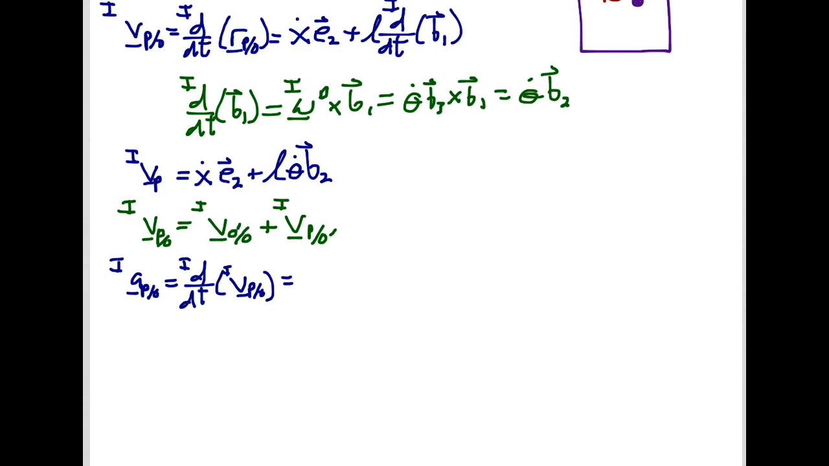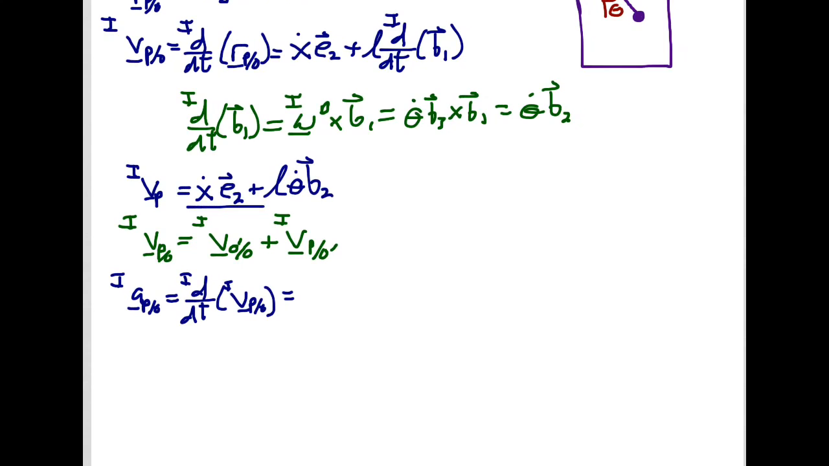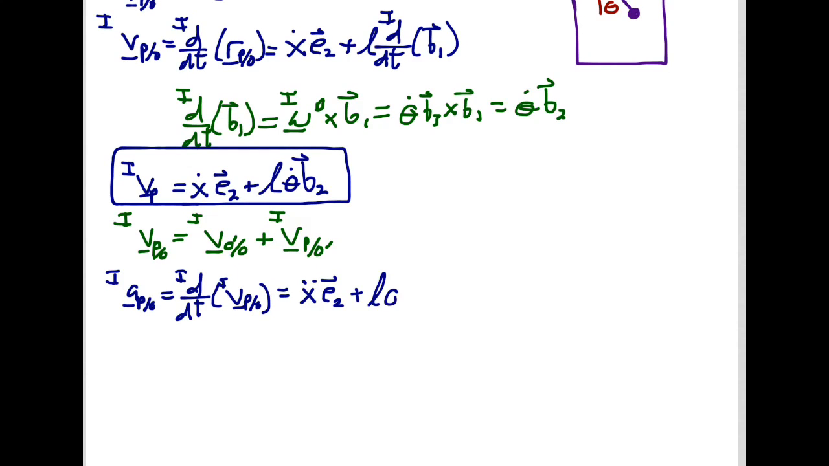And so this will be equal to, now that we have the expression we're differentiating, x double dot in the E2 direction plus L theta double dot in the B2 direction plus L theta dot multiplied times the time derivative in the inertial reference frame of the unit vector B2. Let's solve for this time derivative.